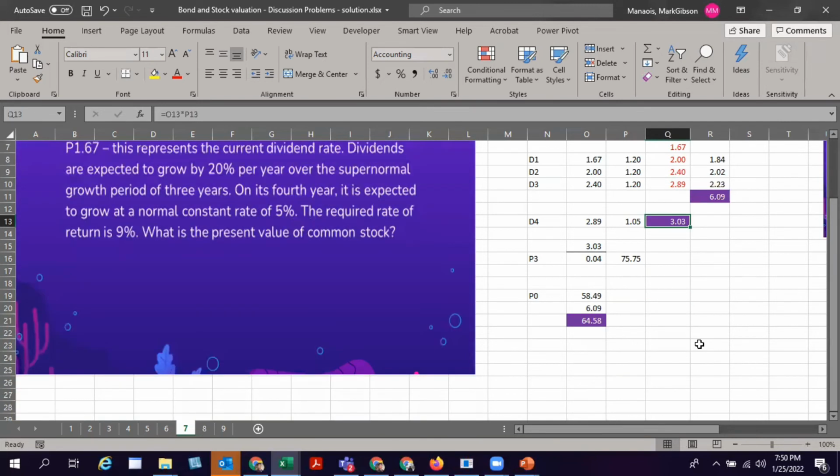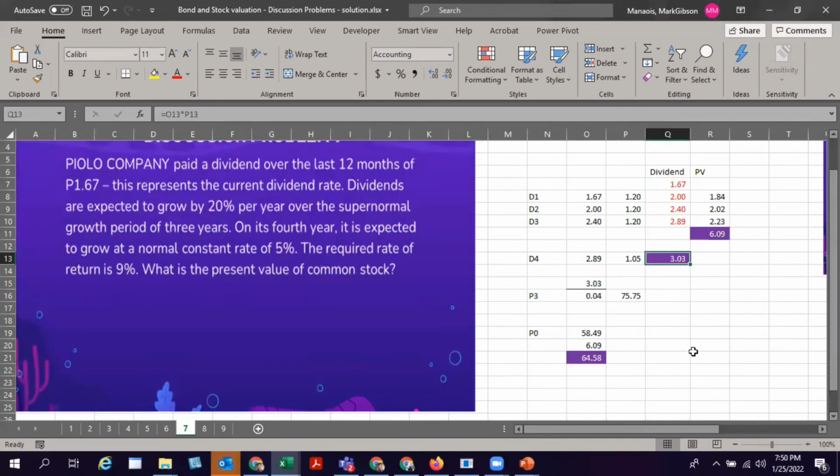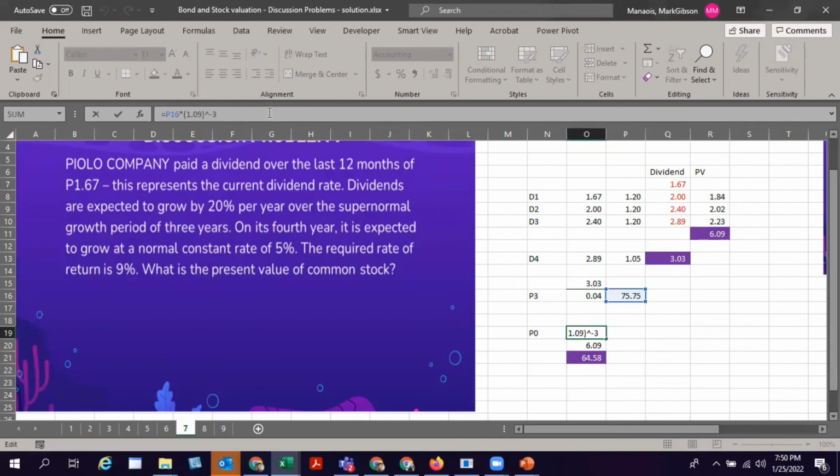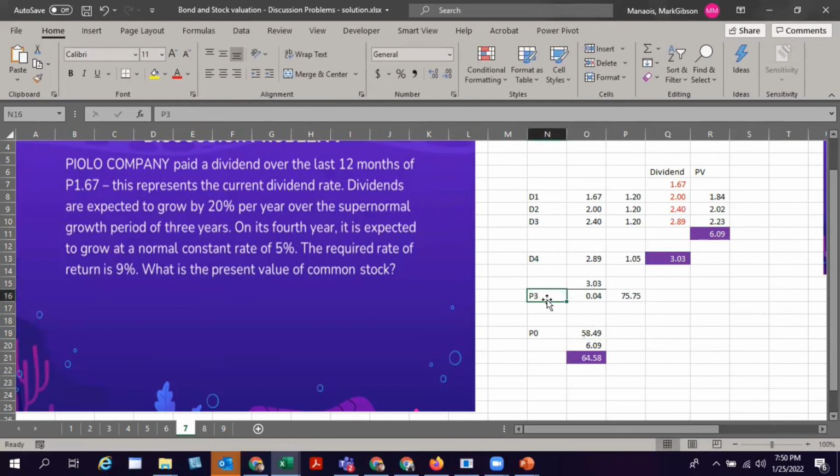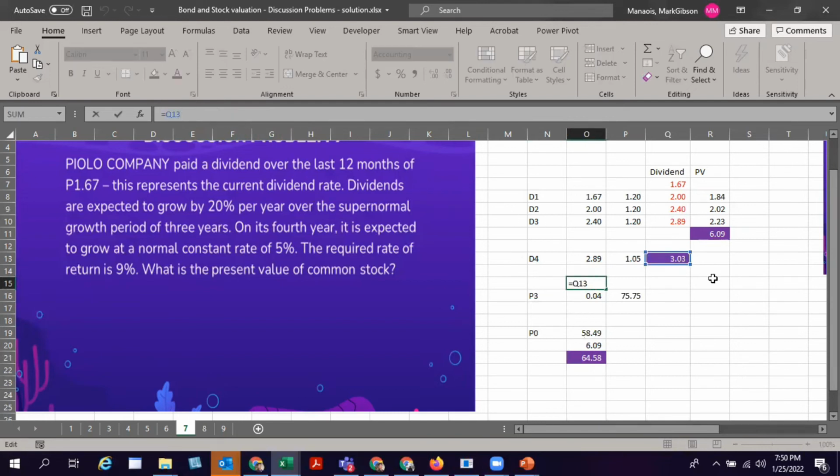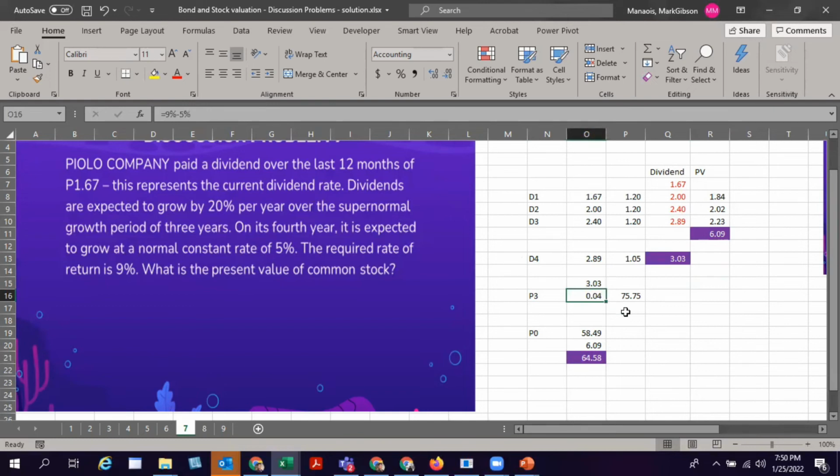Now, let's compute for the requirement. What is the present value of the common stock? Remember class, what we're asked to compute here is P sub 0. So we have P sub 3. This is the price on the 3rd year. That would be 3.03 over 0.04. How did we compute the 0.04? That's 9% minus 5%, the dividend growth rate. So that would be 75.75.